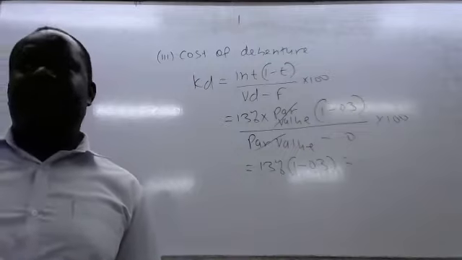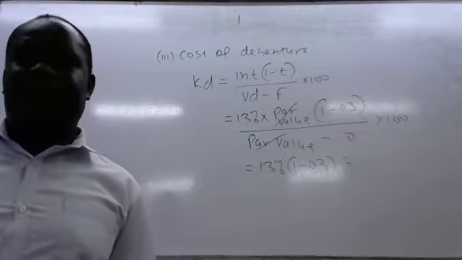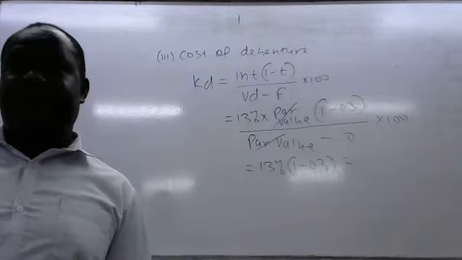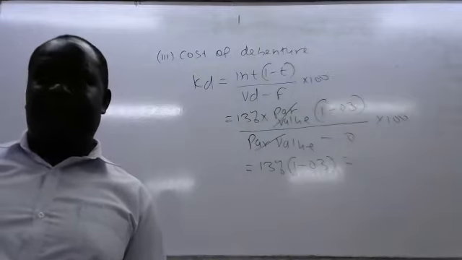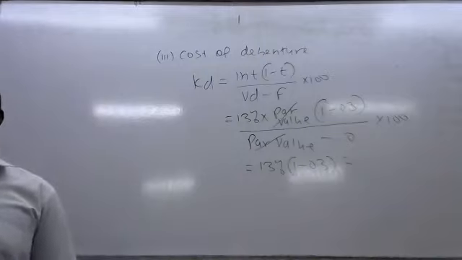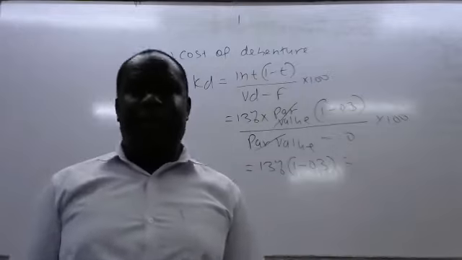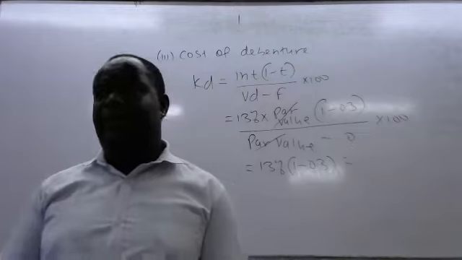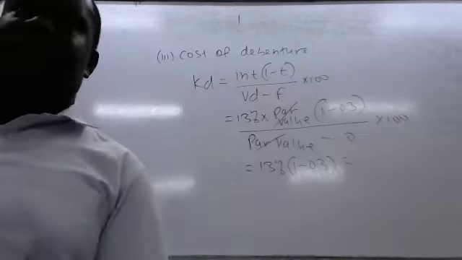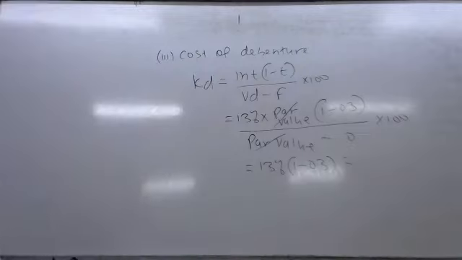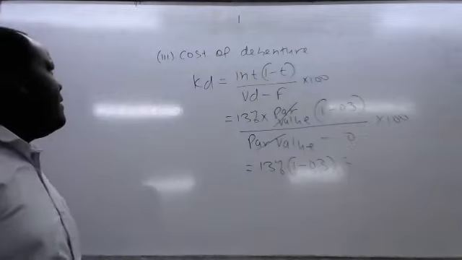So that is giving us 9.1%. That is now the cost of the debenture. When the figures are not given, but they have specified the value, then we simplify it in that order. So that now will be the cost of the debenture.